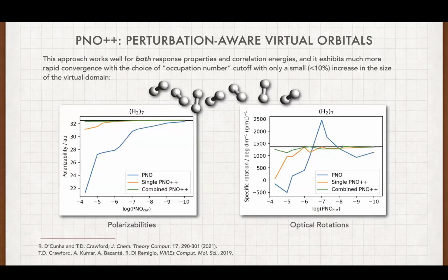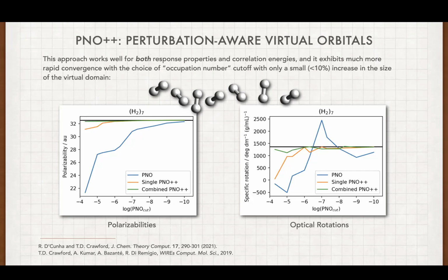And if you look at this, it's still a small system because we don't have a production-level implementation, we just have simulations. This is a helical chain of H2 molecules. This is for the polarizability, and this is for the specific rotation, so the optical rotation, as a function of how tightly you choose your cutoffs for the LPNO definition. And what you see is that standard PNOs are doing quite poorly relative to the canonical result, which is the black line at the top. But these PNO++ type methods, this perturbation-aware type method, converge very rapidly to that without significant cost increases.